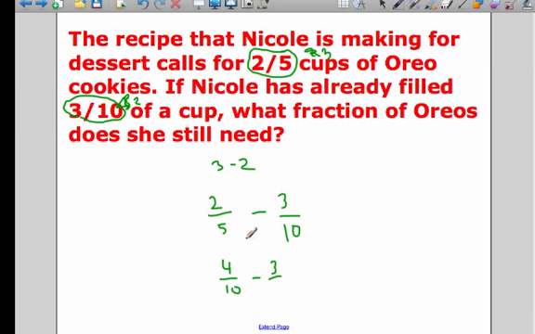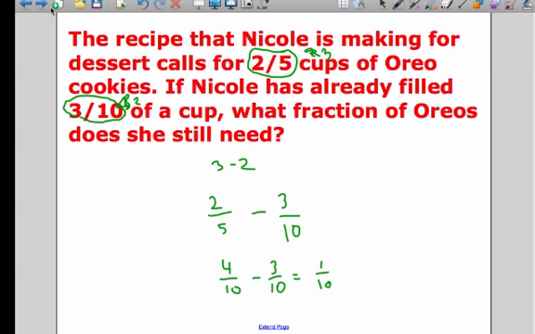You could have used 50. I know some people would use 50 because a lot of people are just comfortable using whatever the denominators are and just multiplying them together. That will be okay. I think this is an easier way though, just because chances are it's going to be in simplest form when we're done, and that is the case here. Nicole would need 1/10 more cups of Oreos.